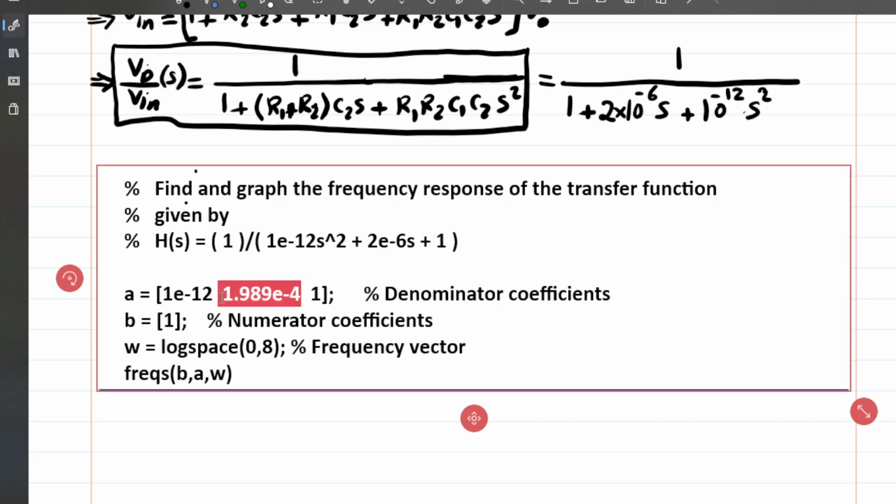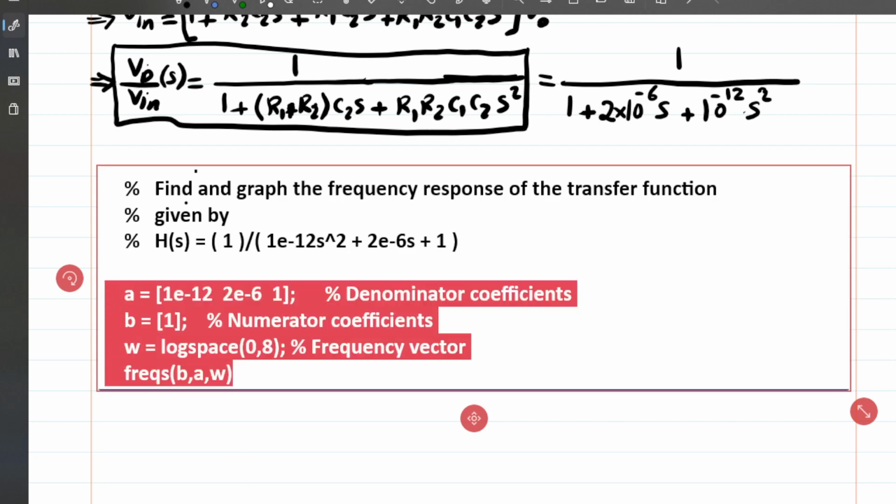So this is the vector that contains the coefficients for the denominator, and of course in the numerator of this transfer function you just have 1. That's why b, the numerator coefficient vector, is just 1. Then we are using a log space to define omega on the x-axis for the plot, covering frequencies from 10 to the 0 to 10 to the 8, up to 100 megahertz. 10 to the 0 is 1 hertz. Then we are plotting the frequency response of this system using A and B and W, or omega. Okay, so with that in mind, let's run it.